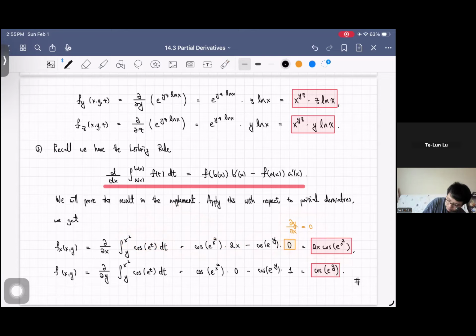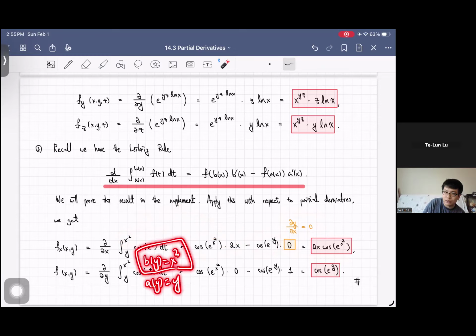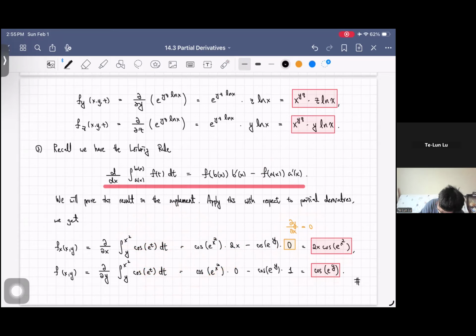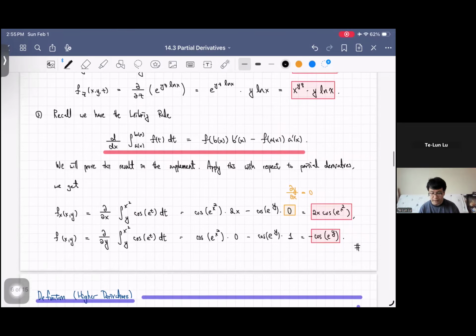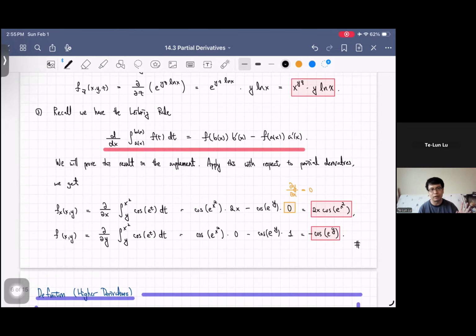The same thing happens for y. So in that case, b of y is x squared, where a of y is y. So this is a constant with respect to y. You get the first term vanishing, and you get cosine e^y. Oh, I forgot the sign here. Minus cosine e^y. So that's all. If you apply the Leibniz rule, it is quite a fascinating result, which you can apply for differentiating an integral.